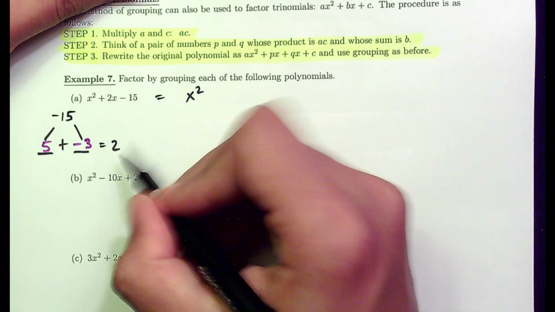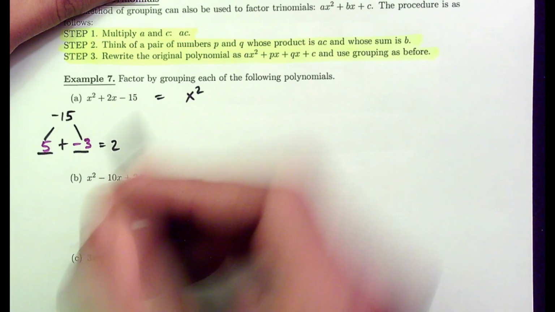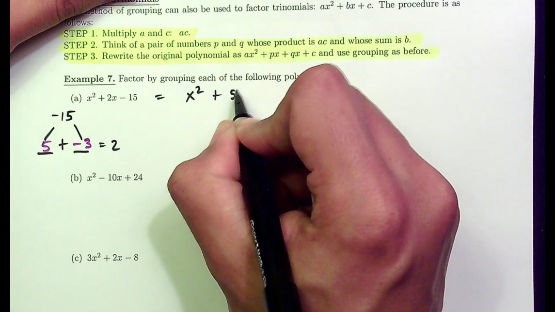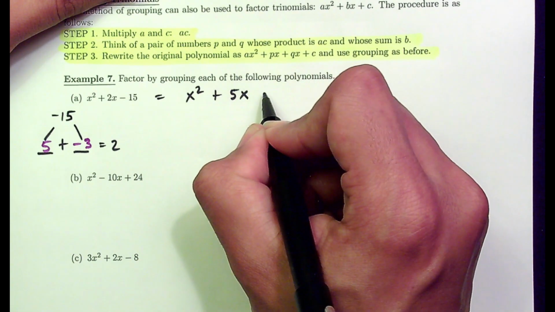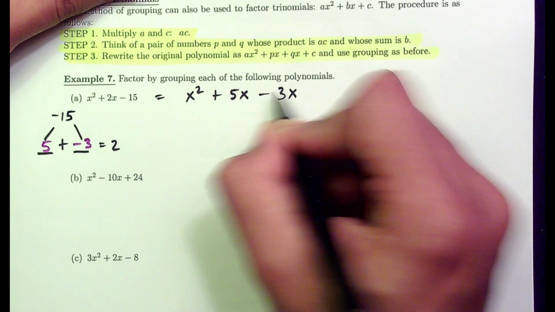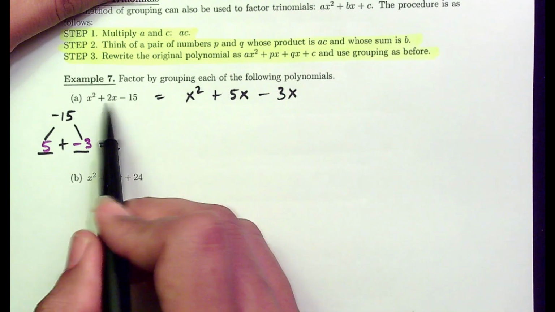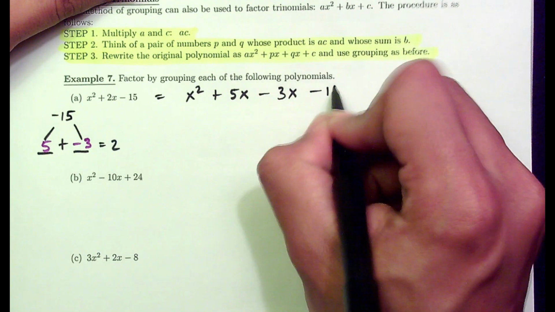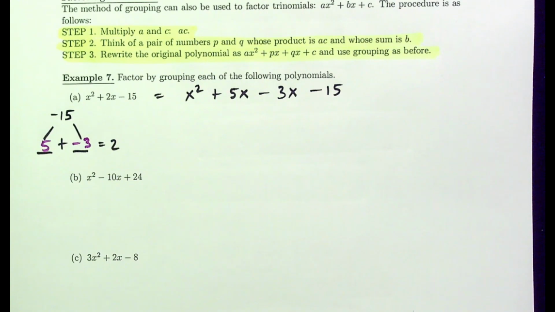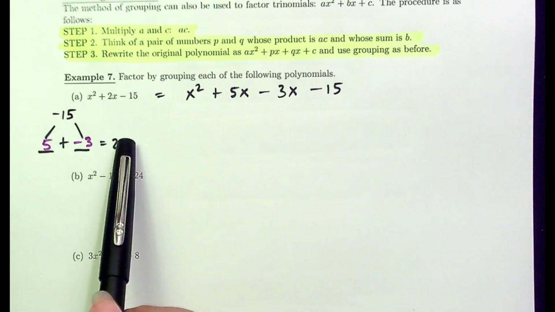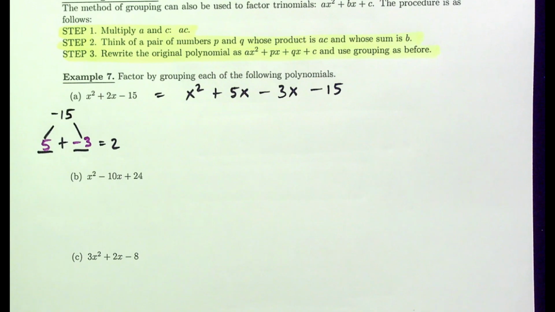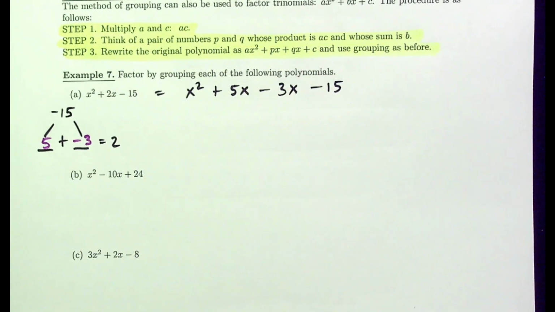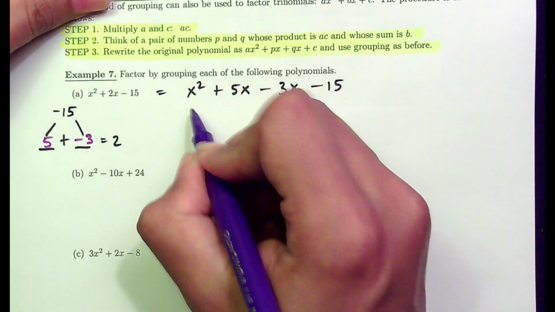So now what we do is we replace the 2x with these two. So it's going to be 5x, you have to put back the x, so plus 5x minus 3x, you put plus negative 3x. So that breaks up the middle term, and then minus 15. So replace the 2 with 5 and negative 3. So 2x equals 5x minus 3x. Okay, and then once you do that, you now have 4 terms, and you can proceed as usual with the method of factoring by grouping.